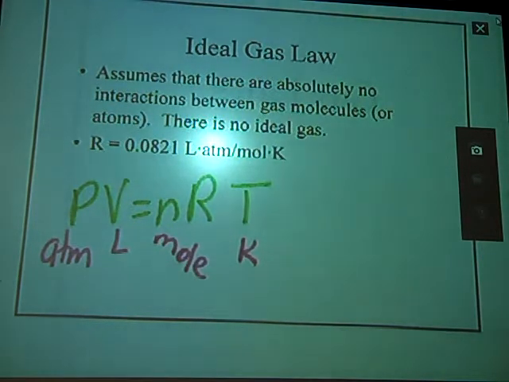PV equals nRT. P stands for pressure, as previously discussed. This pressure must be in atmospheres. Now all of a sudden my units matter, and they matter quite a bit. So pressure must be in atmospheres. V stands for volume, which must be in liters. N still stands for amount, it has to be in moles. R is a constant, it does not change.